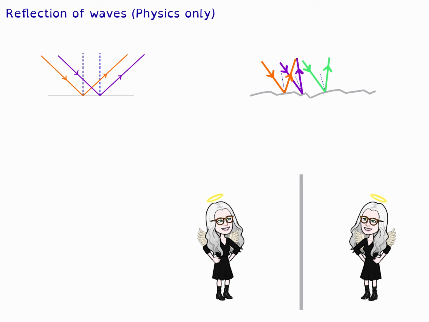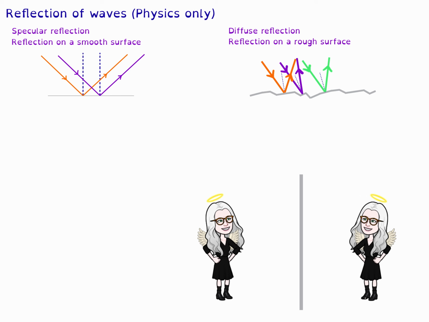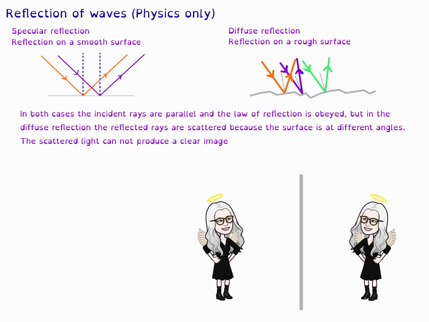There are two types of reflection that you need to know about. Specular reflection, this is reflection on a smooth surface, and diffuse reflection, which is reflection on a rough surface. In both cases, the incident rays are parallel and the law of reflection is obeyed, but in diffuse reflection, the reflected rays are scattered because the surface is at different angles. Scattered light cannot produce a clear image.